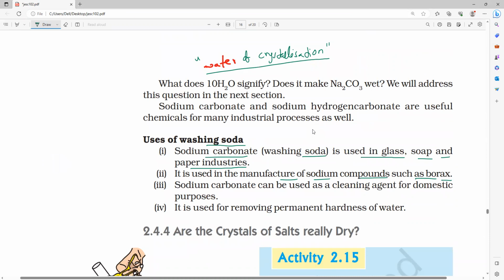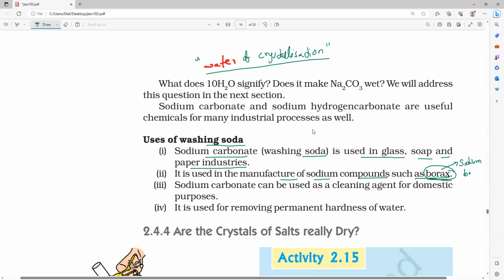This is the main important component in the manufacturing of borax glass. You might have noticed borax if you go to the computer lab, not the chemistry lab. You might have noticed borax glasses. Have you checked it, everybody? All the glassware you are using, borax, you can see. So it is used in the manufacturing of sodium compounds, and the main compound is called borax. The common name of this is sodium borate.